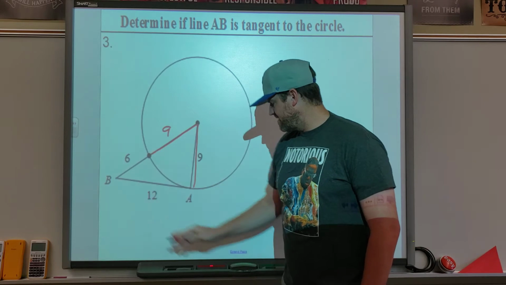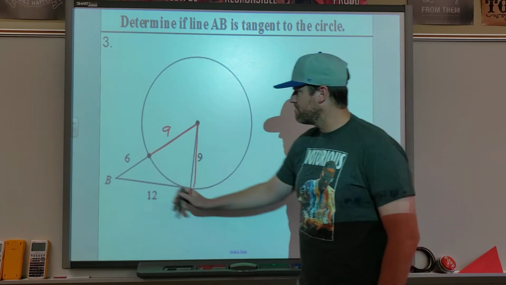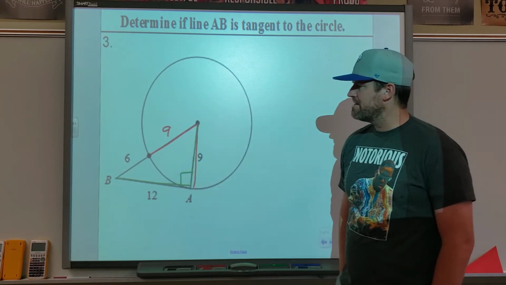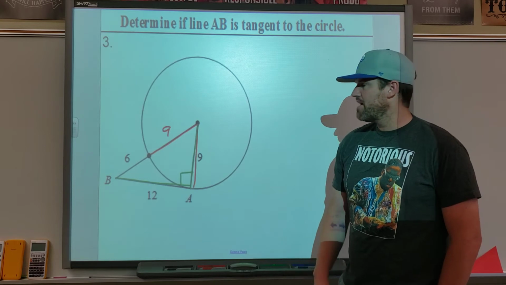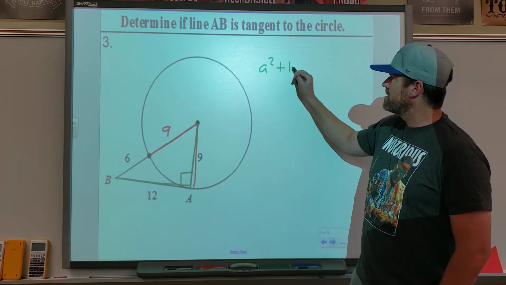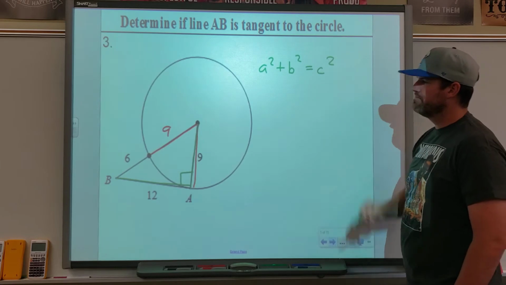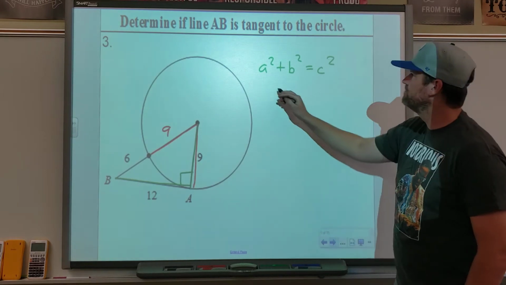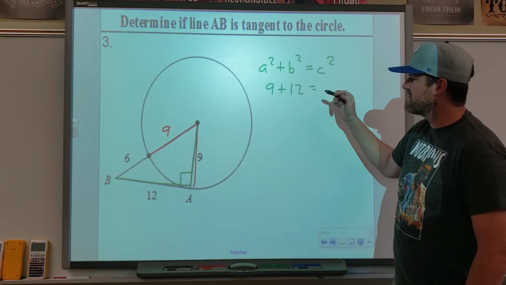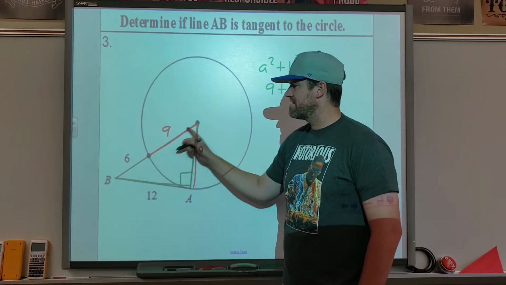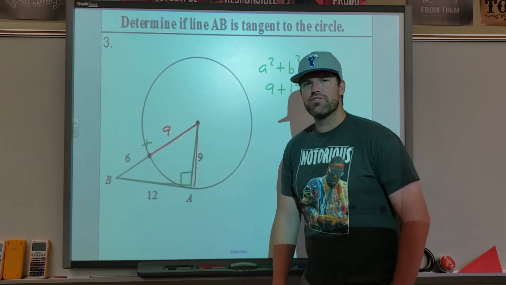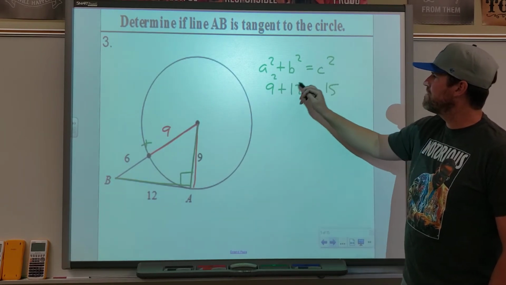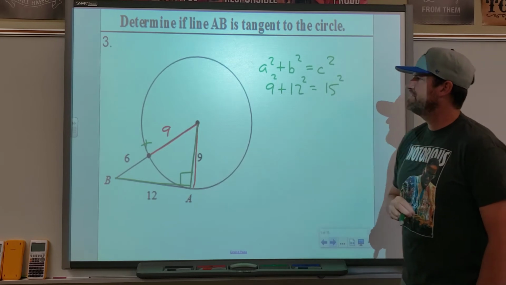And we're looking to see if AB is a tangent, so we're looking to see if it forms a right angle with the radius. If it forms a right angle, we know that a squared plus b squared will equal c squared. What are my a and b in this problem? 9 and 12. And my c would have to be this side here, which is 6 plus 9. We need both of those pieces to get a full length of 15. So I got 9 squared plus 12 squared equals 15 squared.